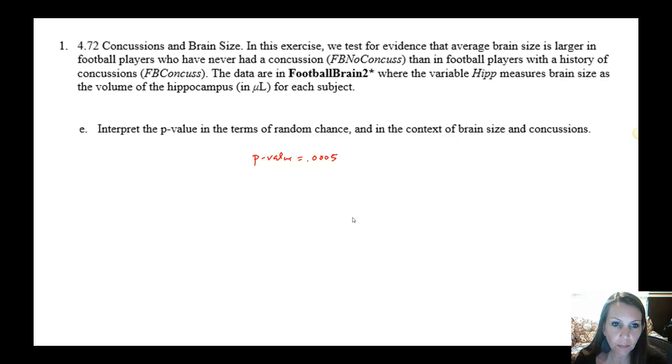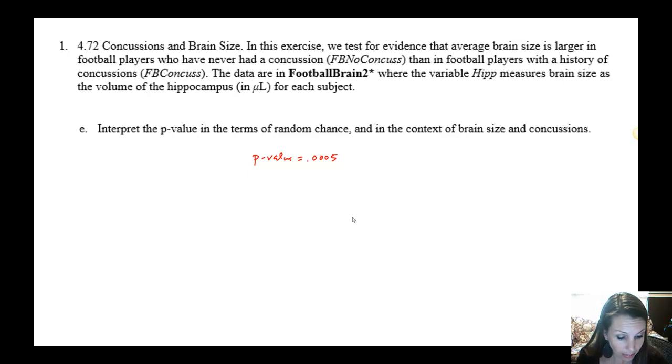Next, we want to interpret the p-value in terms of random chance and in the context of brain size and concussions. So the definition of a p-value is the probability of getting sample results that are as extreme or more extreme than what you got if the null hypothesis is true. In this case, our p-value was 0.0005.